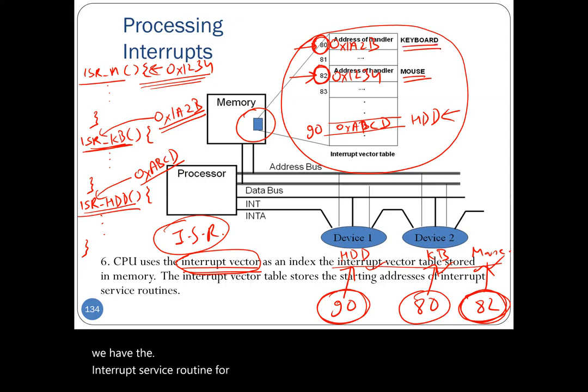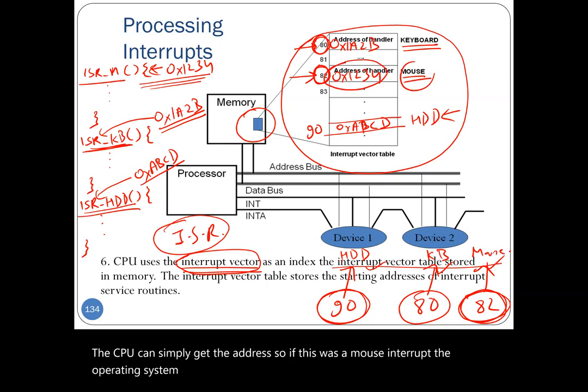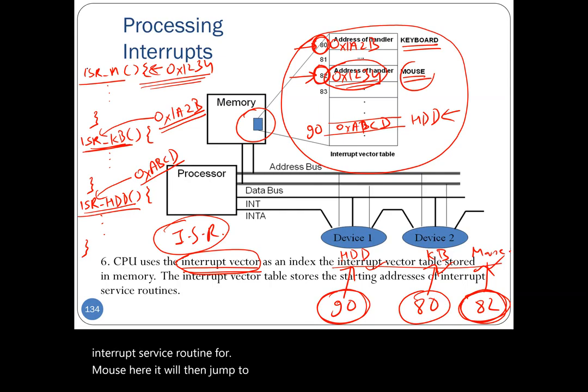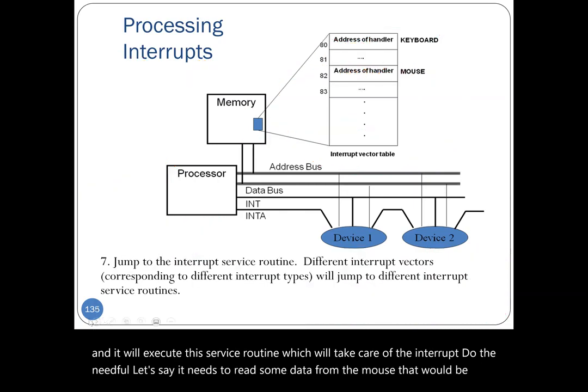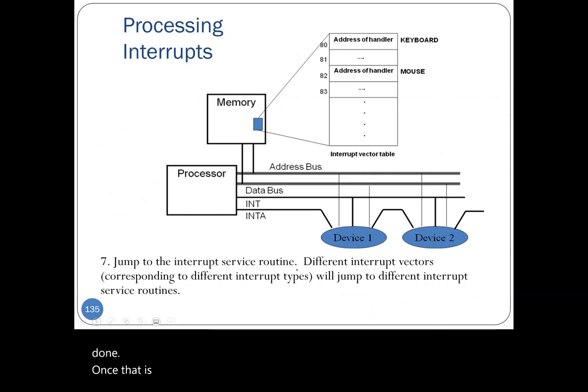Okay, I hope this is making sense. So essentially, the CPU can simply get the address. If this was a mouse interrupt, the operating system will get the starting address of the interrupt service routine for the mouse here. It will then jump to this address, which is this location here, and it will execute this service routine, which will take care of the interrupt, do the needful. Let's say it needs to read some data from the mouse, that will be done. Once that is done, the interrupt service routine has been executed.